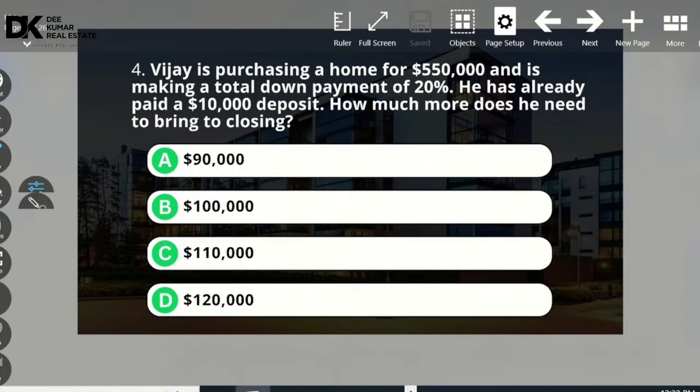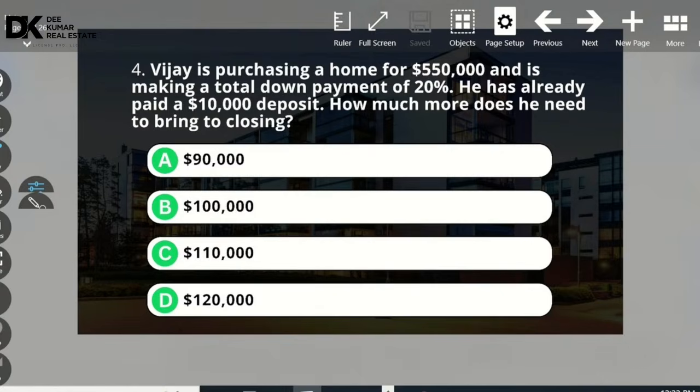All right, question number 4. VJ is purchasing a home for $550,000 and is making a total down payment of 20%. He already has paid $10,000 in deposit. How much more does he need to bring to the closing? Letter A, $90,000. Letter B, $100,000. Letter C, $110,000. Letter D, $120,000.